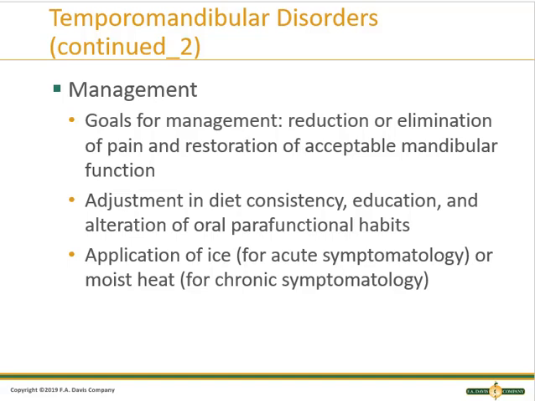Management for temporomandibular issues are very similar to other musculoskeletal conditions. It's reduction of the pain and restoration of the joint. With these patients, there needs to be adjustment in their diets. They need to go to more softer foods. Education is very important, and also the use of oral devices if recommended by a dentist. Physical therapy may be an option, and it's to help as an adjunct treatment for other treatment modalities.